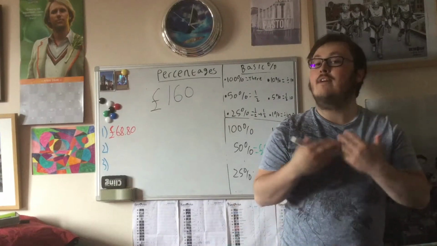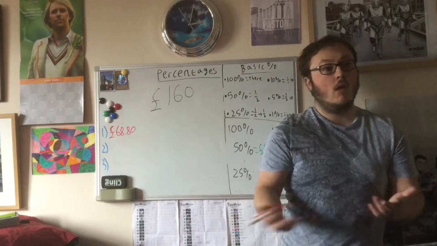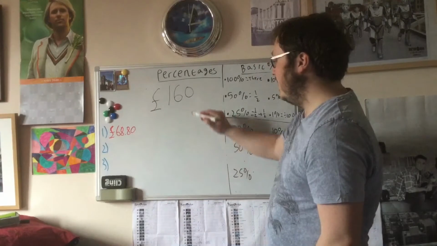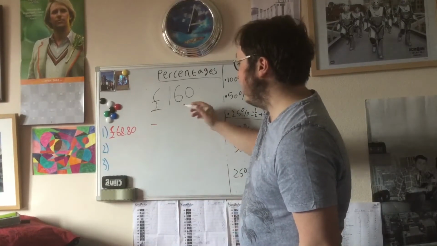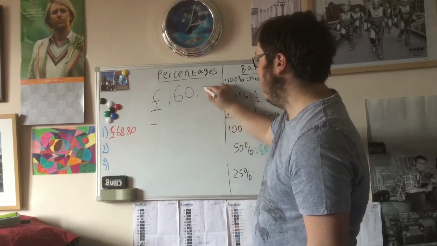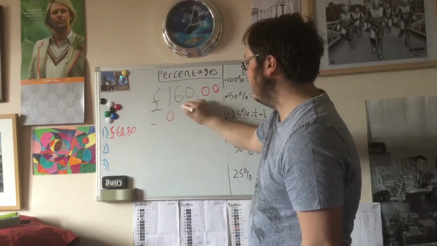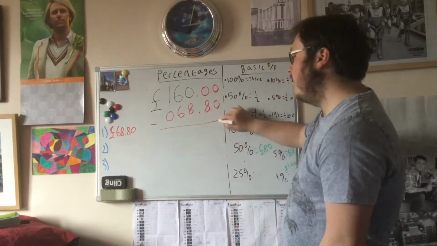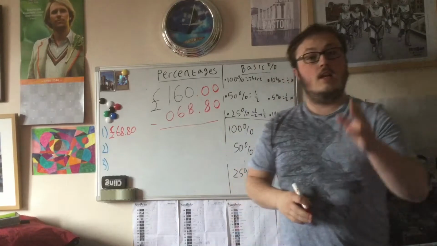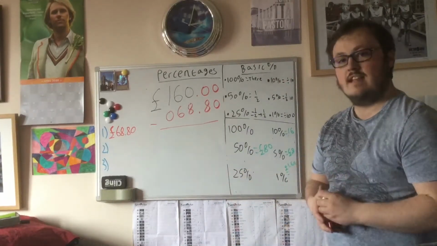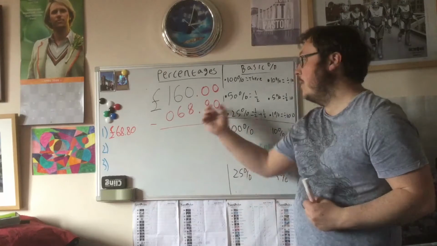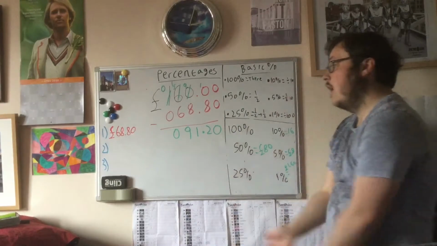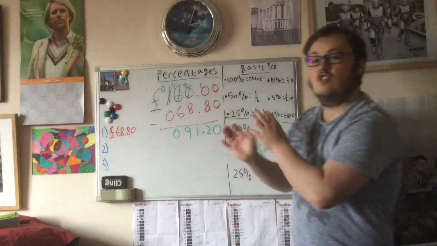How much do I have left after I spent it? Well, this we only need to do a bit of simple subtraction. So we start off with 160 and we're taking away £68.80. Let's line up some nice digits to make it look neater. Now we can do our subtraction. I have done a lot of subtraction in the past with subtracting decimals and fractions, so I'm not going to spend too much time on this. The answer to this question is £91.20.